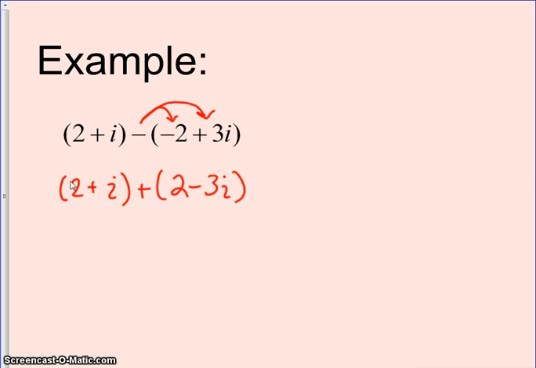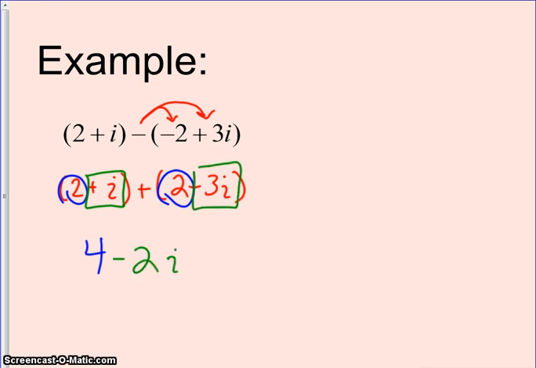So now that we have this correctly, we can go ahead and combine our like terms. 2 plus 2 is 4. And this is i plus negative 3i. So that would be negative 2i. And that is our final answer.